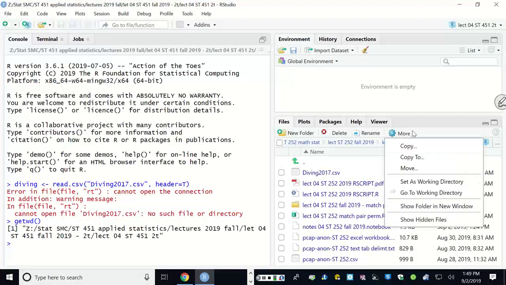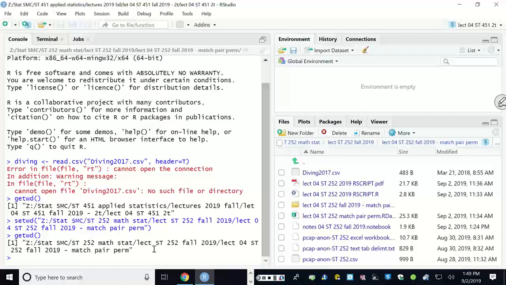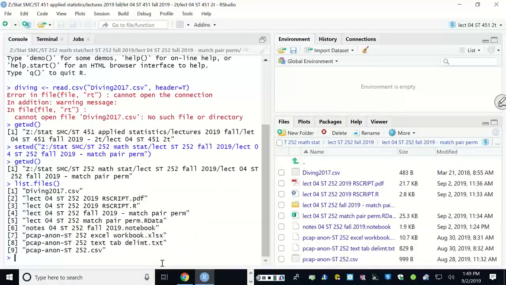If I go under this little click here, I can set it as the working directory. If I do that, it has done this nice command for me. It's made this my working directory. So now if I do getwd, I'm in my 252 one, and list.files. Okay, it sees the diving data set there. So if I repeat this, I want to highlight all of that.